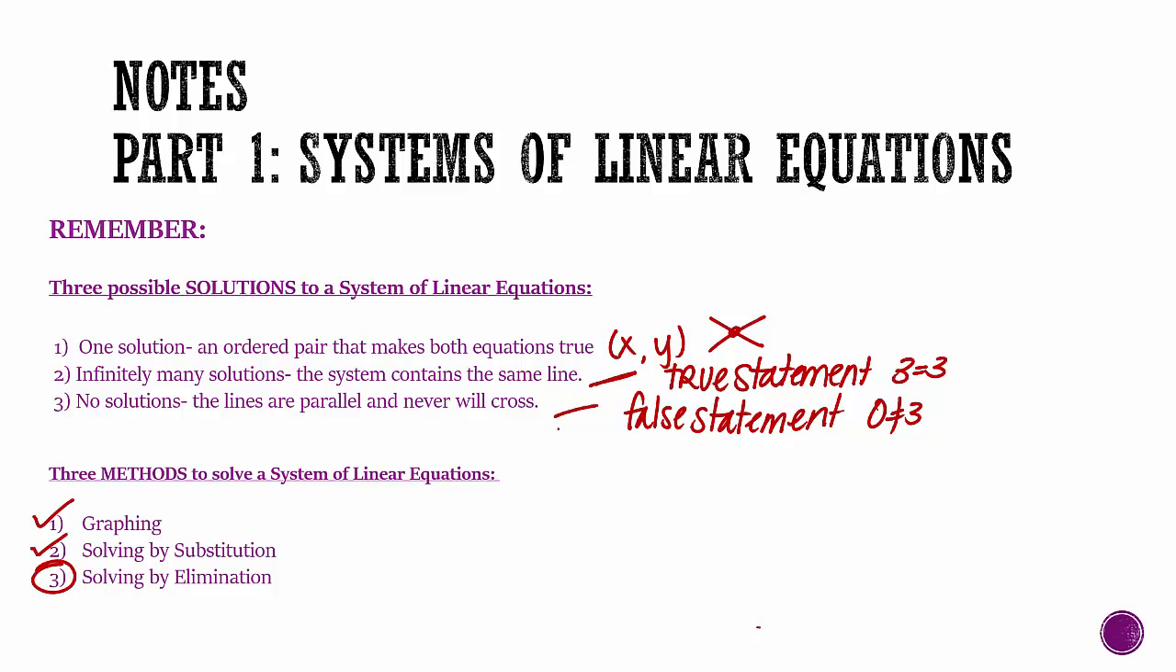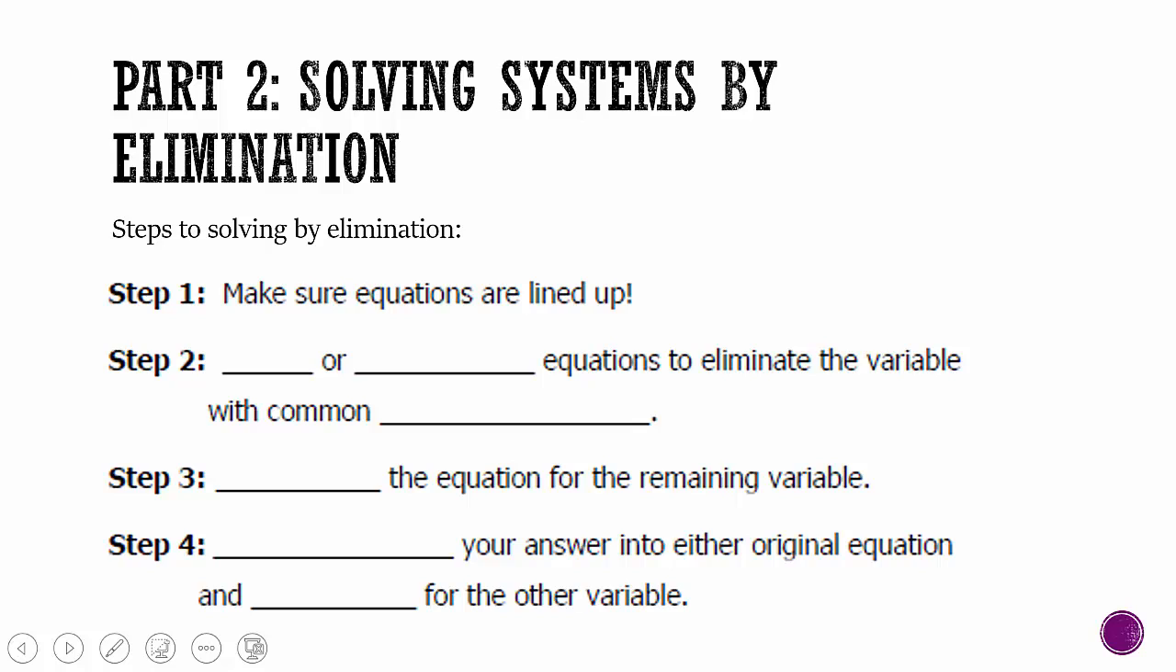Elimination is also called the addition method. It just depends on what book you look at or what resource you look at, but it means the same thing. We're going to add things up and eliminate things all at the same time. So here are your steps. The first thing you need to do is make sure your equations are lined up. We want everything in standard form.